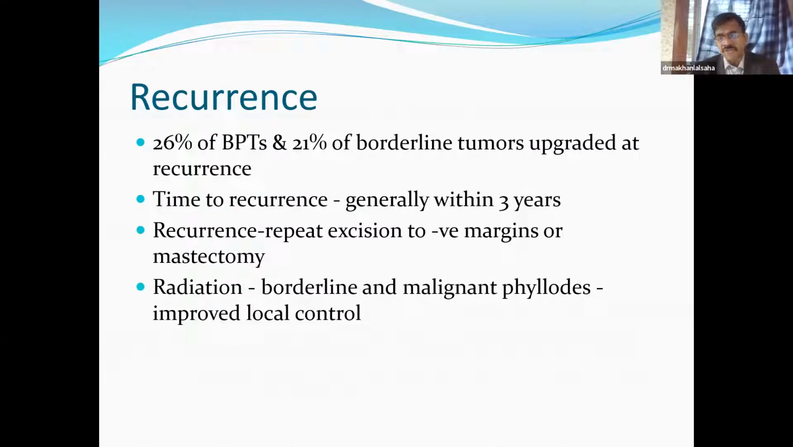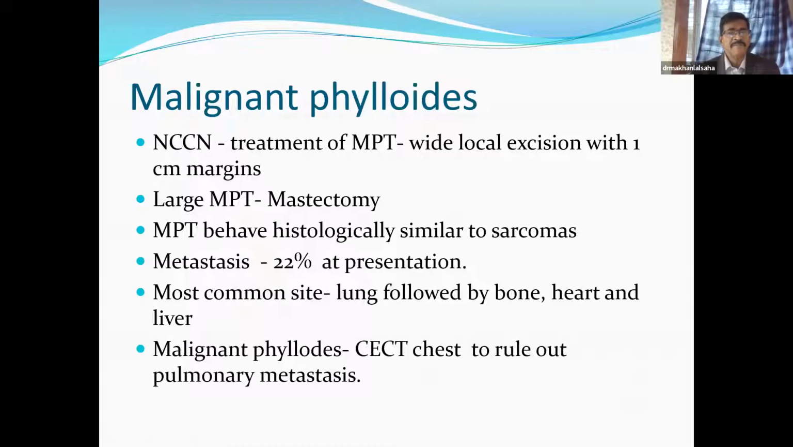26% of benign phyllodes tumors and 21% of borderline tumors upgraded at recurrence. That means a tumor which is benign on first excision may be upgraded on subsequent recurrence. And the time to recurrence is usually within 3 years. So most of the recurrences require a repeat excision to negative margins or a mastectomy. And in borderline and malignant phyllodes tumor, this should be added with adjuvant radiotherapy.